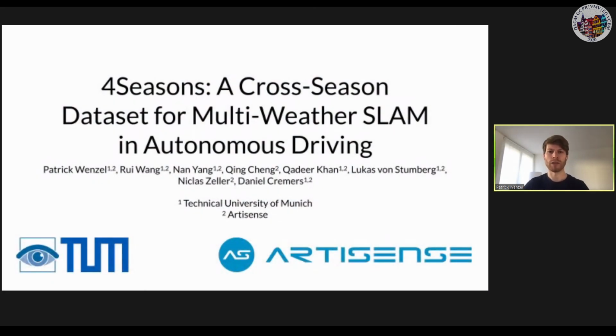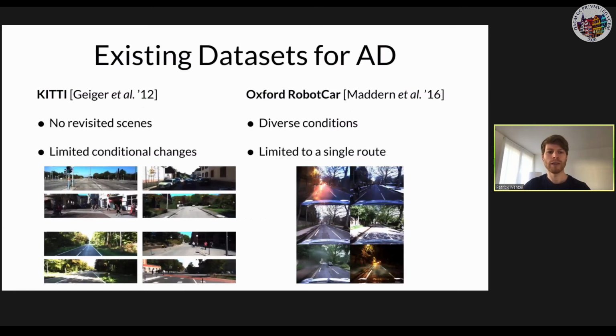So thank you for the nice introduction and welcome everyone. It is my great pleasure to present our work today. In this work, we present 4Seasons, a cross-season dataset for multi-weather SLAM in autonomous driving. Existing datasets for autonomous driving have been an important factor for advancing the state-of-the-art in many computer vision algorithms. However, in terms of benchmarking long-term visual localization, these datasets are typically limited.